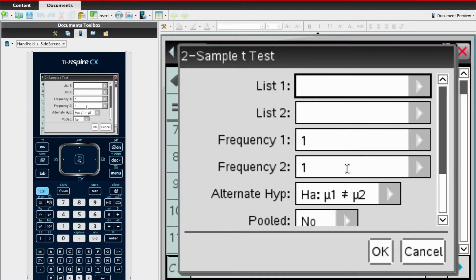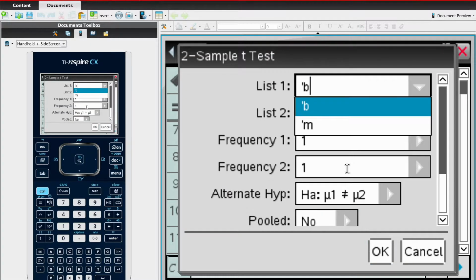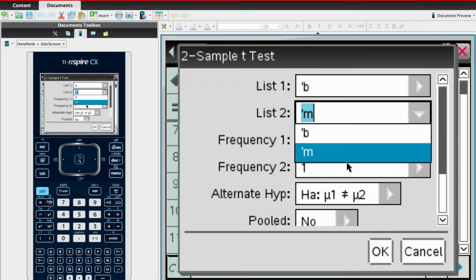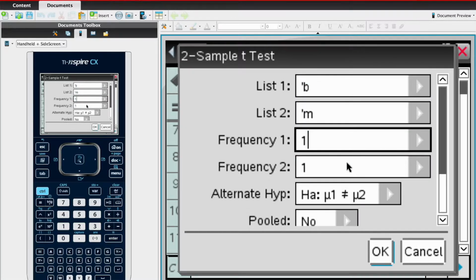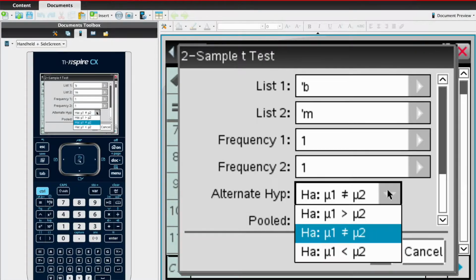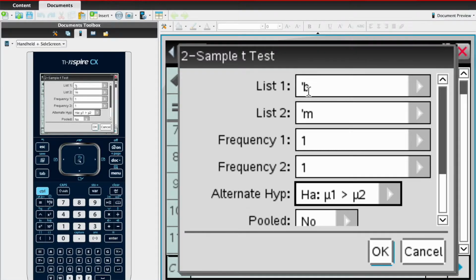List 1, this would be our bilingual. List 2 is our monolingual. We don't have any frequencies. They're all just as they are. And alternative hypothesis, we're saying that mu1 is greater than mu2. That is to say, bilingual are greater than monolingual.